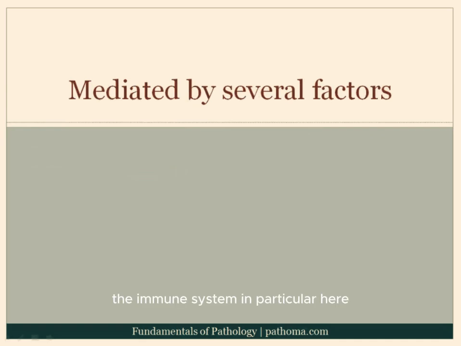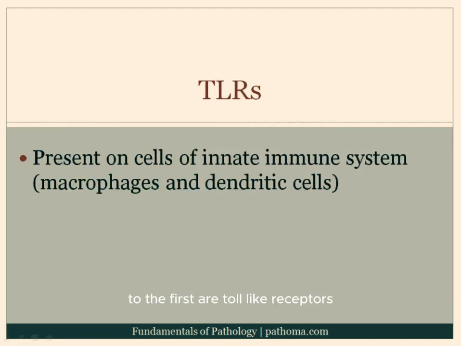The immune system, in particular here, acute inflammation, is mediated by several factors, and examiners like to ask questions about these factors, and these factors produce a symphony called acute inflammation, so it is important to be aware of the individual factors, and we're going to take a little bit of time to go through each of these. So the first are toll-like receptors, also called TLRs. Toll-like receptors are present on cells of the innate immune system, for example, macrophages and dendritic cells. And the toll-like receptors have the ability to recognize something called PAMPs.